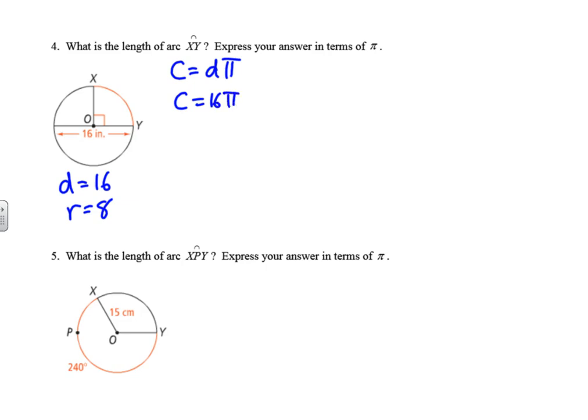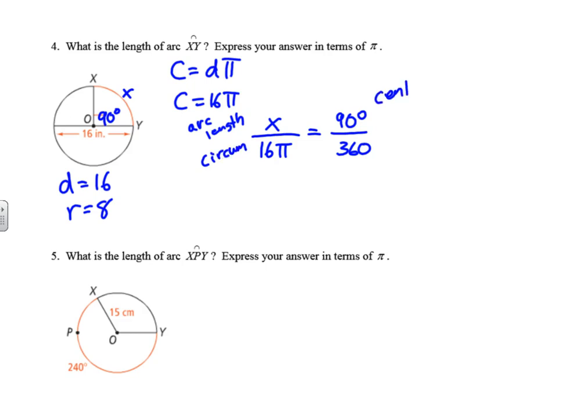So our arc length, XY, which I'm just going to call x here, I'm going to do x over 16 pi equals, now we see this angle here, this is a 90-degree angle, 90 over 360. Okay, that's our formula from earlier. So what do we have? Arc length over circumference equals central angle over 360.